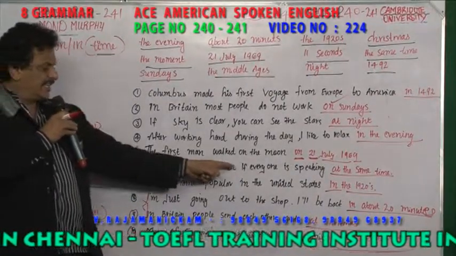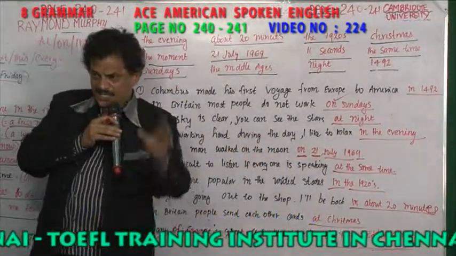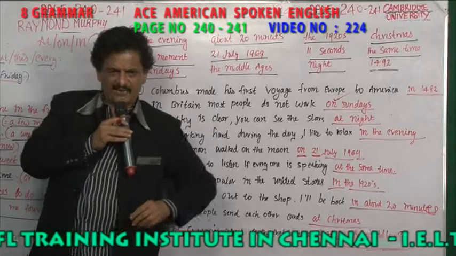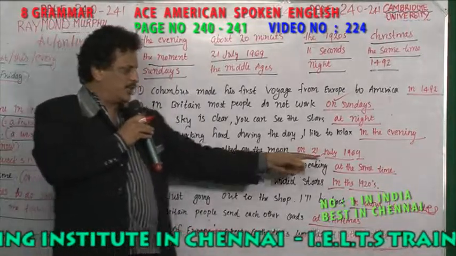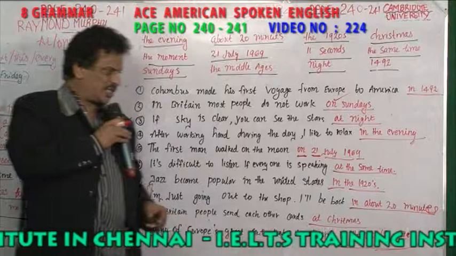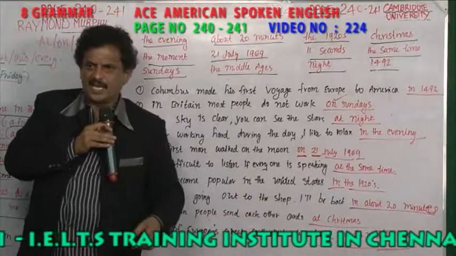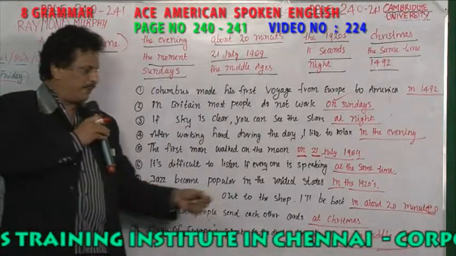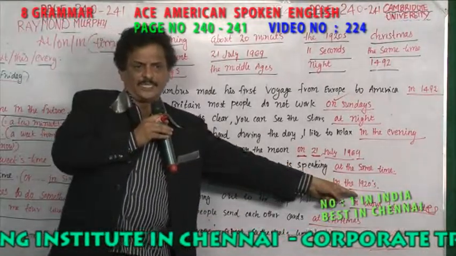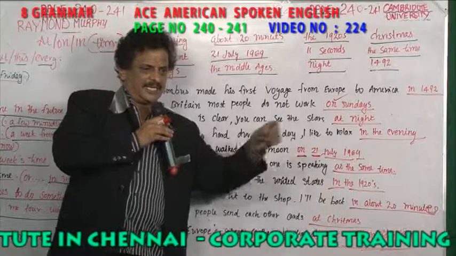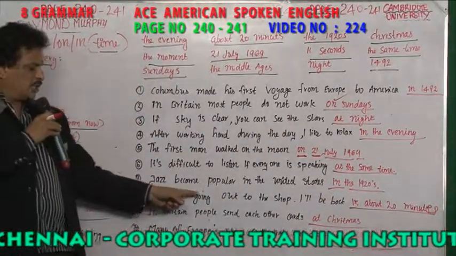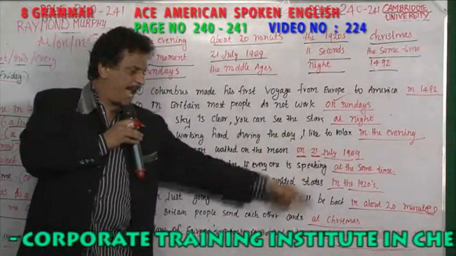It's difficult to listen if everyone is speaking at the same time. When the phrase "same" comes, you use "at the same time". Jazz became popular in the United States. In which year did jazz become popular in America? In the 1920s. For a long period, therefore you put "in". So I'm just going out to the shop. I'll be back in about 20 minutes.